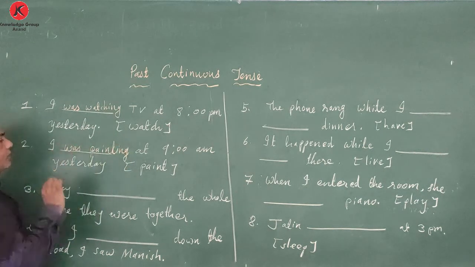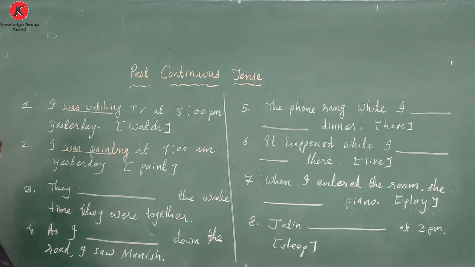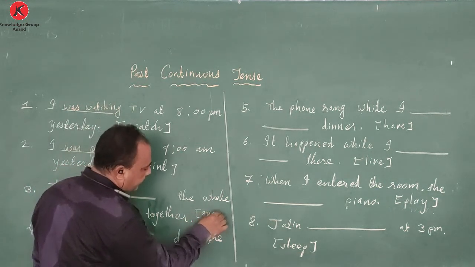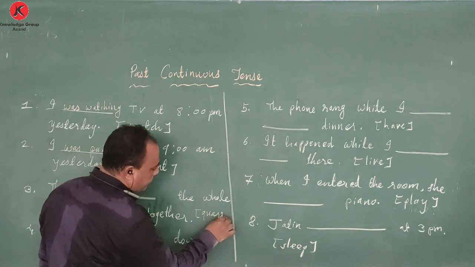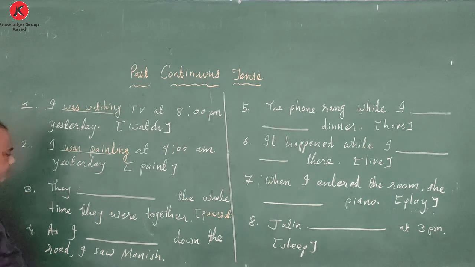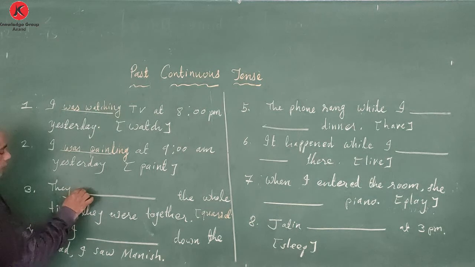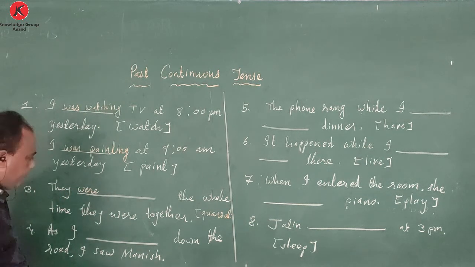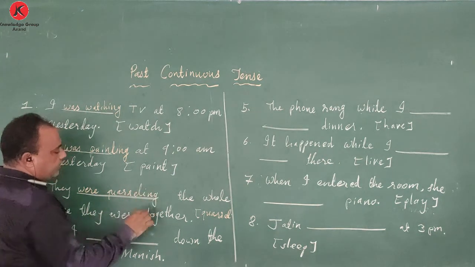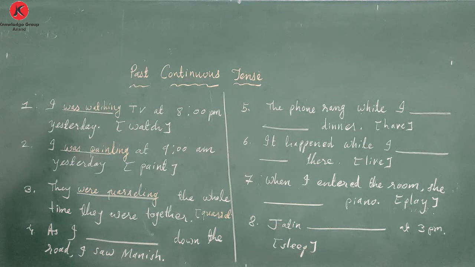Then here, they dash the whole time they were together. Here the clue is not given. Let me write the clue here. Quarrel. Quarrel is the clue. So let us write here. They will go with were. They were quarreling the whole time they were together. As long as they were together, they were doing nothing but quarreling with each other.